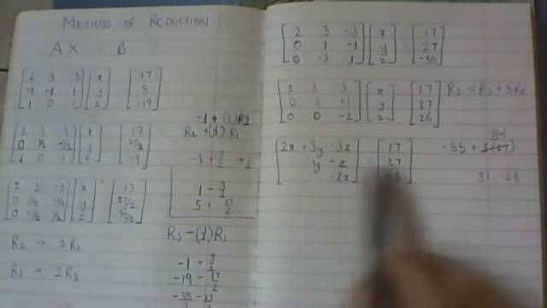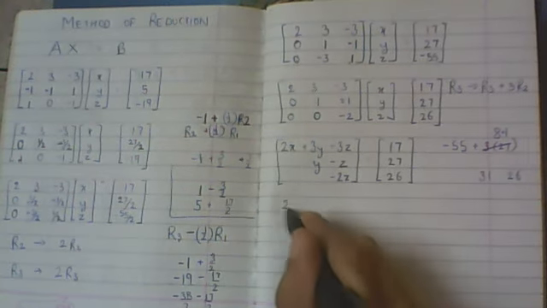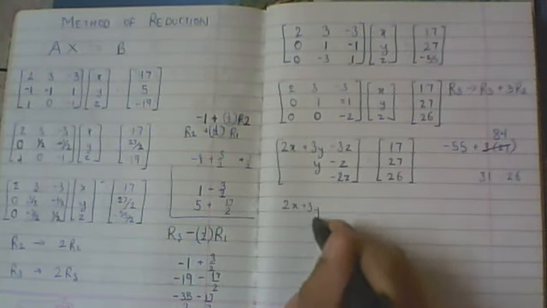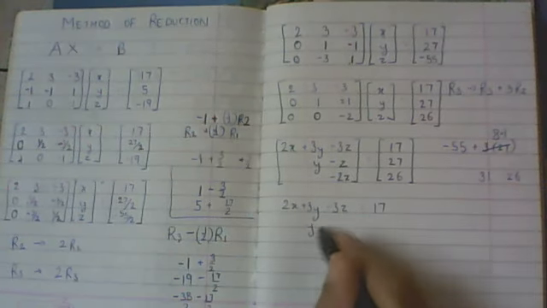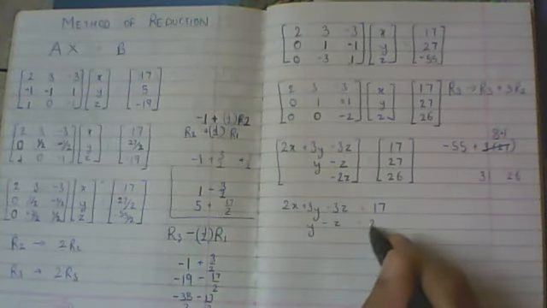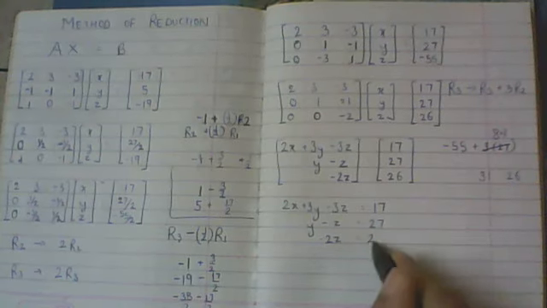So if I were to equate this, I would say that all the corresponding entries are equal. So I would say that 2x plus 3y minus 3z is equal to 17. y minus z is equal to 27. And minus 2z is equal to 26.